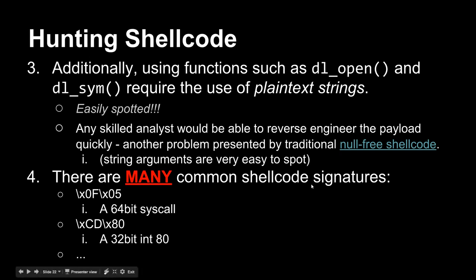4. There are many common shellcode signatures. The bytes 0f05 are the 64-bit opcode for a syscall. The bytes CD80 are the 32-bit systems opcode for int 0x80, and so on. There are many opcodes that are specific to traditional shellcode design. int 0x80 and syscall are probably the two biggest ones.